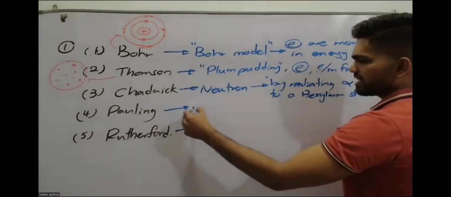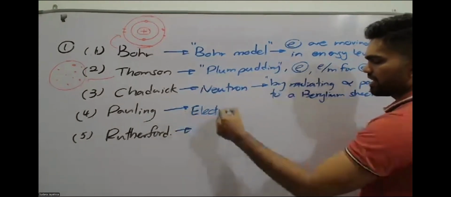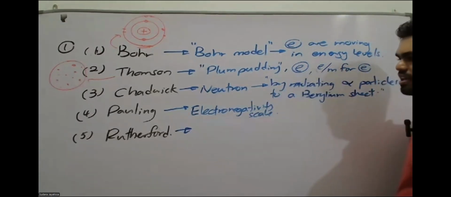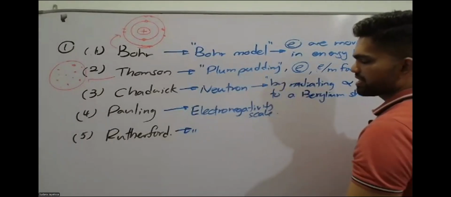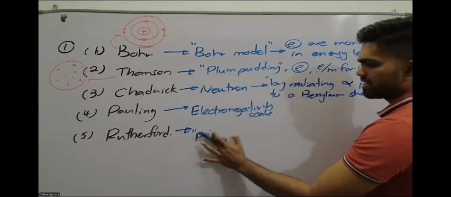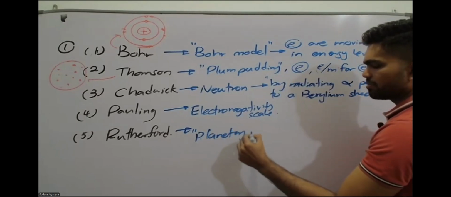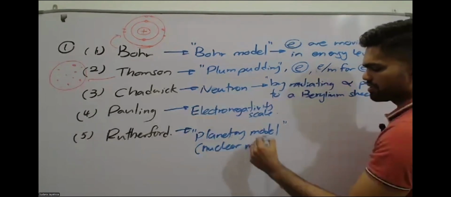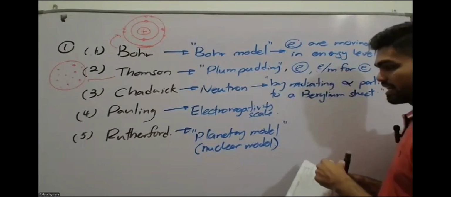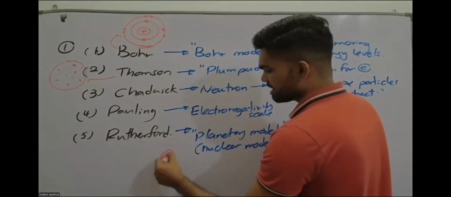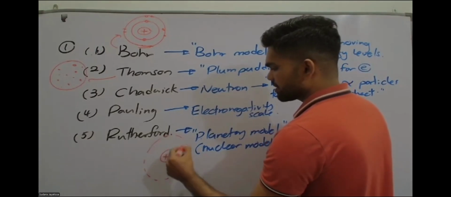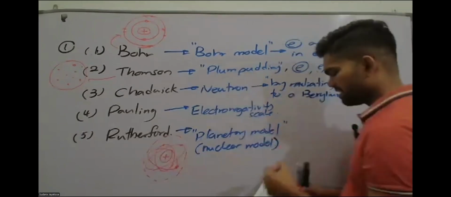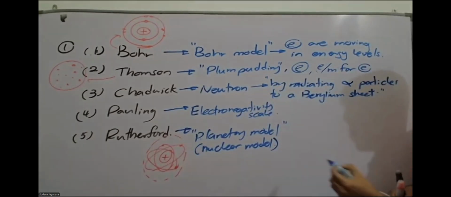And Pauling, like you said, is related to electronegativity. The electronegativity scale was developed by him. And Rutherford, of course, there's another model associated with Rutherford, which we called the planetary model in the discussion. Sometimes this is called the nuclear model also. Then you can draw a diagram for the nuclear model as well. He said that he discovered the nucleus actually, and that electrons are moving randomly around this nucleus.